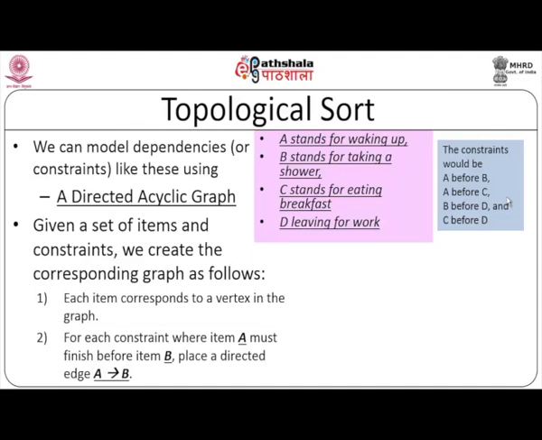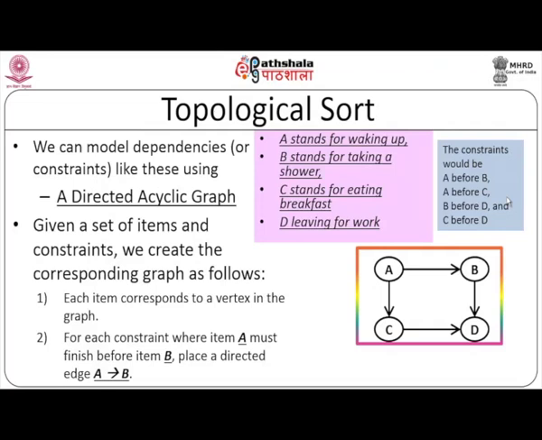For each constraint where item A must finish before item B, you have a directed edge. So, A before B you have a directed edge, A before C you have a directed edge, B before D you have a directed edge, and C before D you have a directed edge. So, this stands for the constraints. Topological sort would be A, B, C, D.